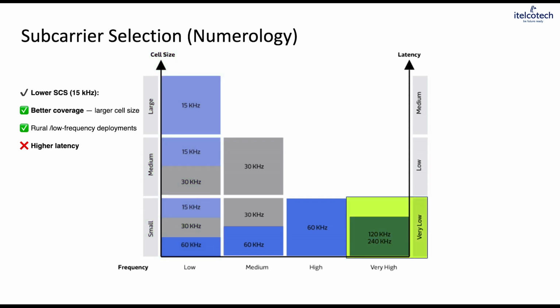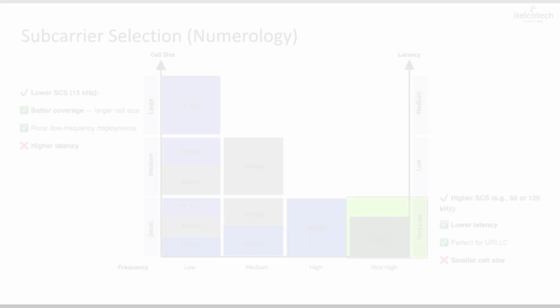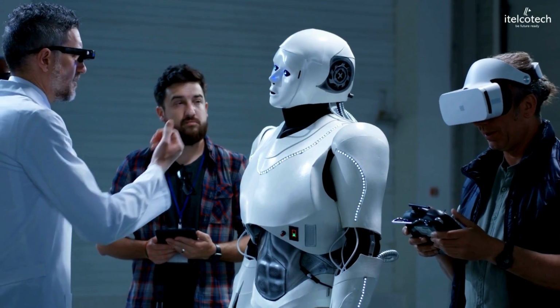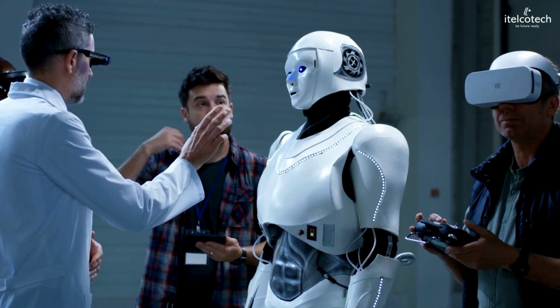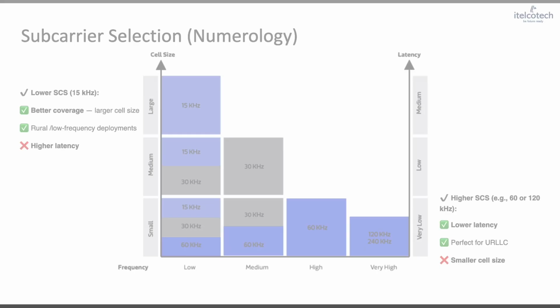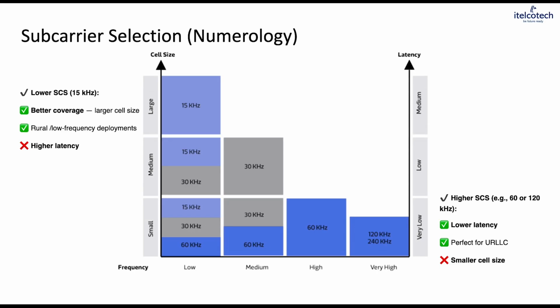If we look at another option where we are going for the higher subcarrier spacing, say for example 60 or 120 kilohertz, in that case, the latency is low. It means there is a faster data transmission. It is perfect for ultra reliable low latency use cases. But here the cell size is smaller. It has a limited coverage.